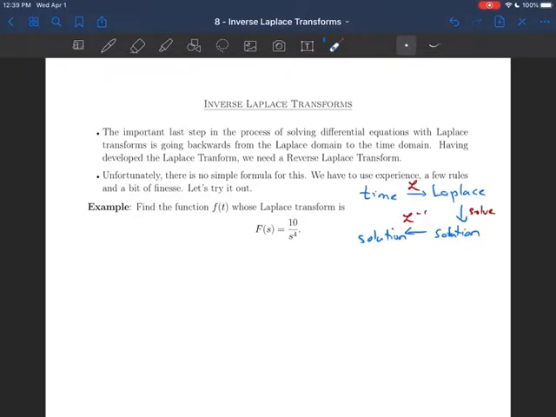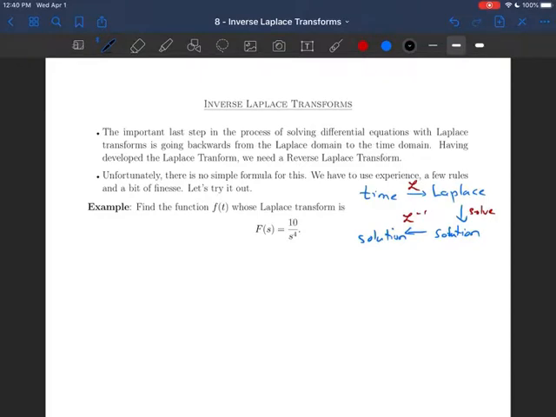Unfortunately, there's no simple formula for this. We can't just plug it in and compute an integral like we can for finding the Laplace transform itself. The inverse Laplace transform, or the reverse Laplace transform, does not have a formula like that. Instead, we have to rely on our experience and the things that we know, do some table lookups, things like that. So it's similar in a lot of ways to things that we would do with integration as opposed to differentiation. So let's see how this would work.